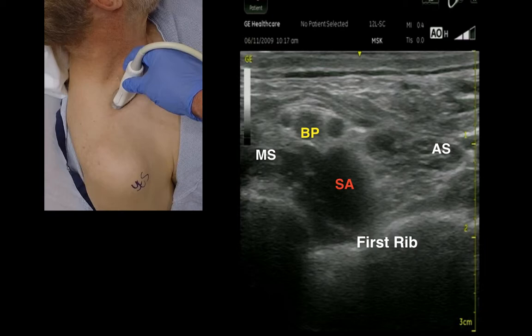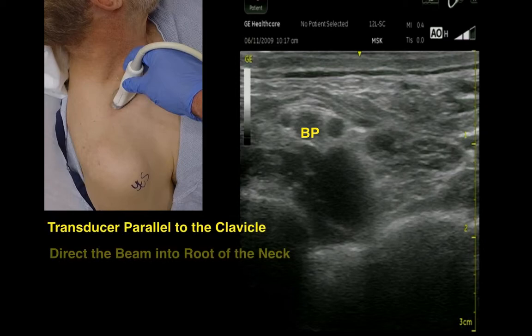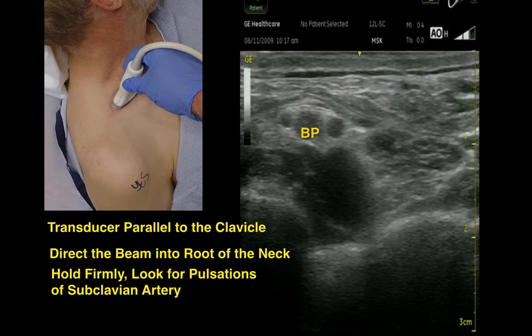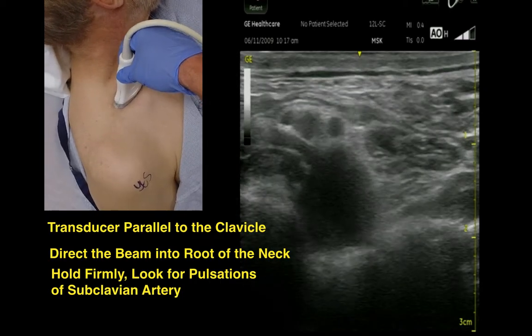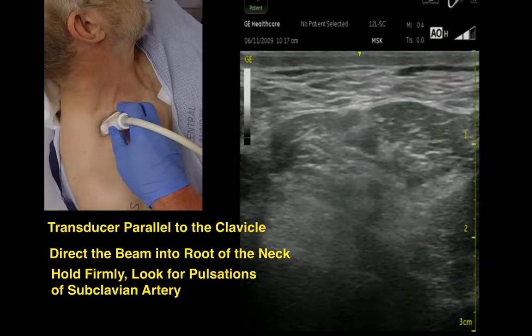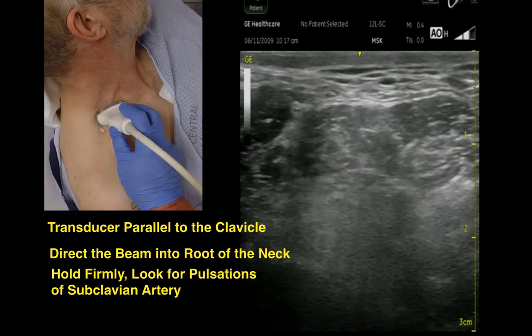This is one more example of ultrasound imaging of the brachial plexus from the level of the clavicle to the level of the cervical vertebra. The procedure again starts by positioning the transducer parallel to the clavicle and directing the ultrasound beam into the root of the neck. Again, using firm pressure, holding the transducer motionless, the pulsations of the subclavian artery are visible. The brachial plexus can be seen posterior and superficial to the subclavian artery.